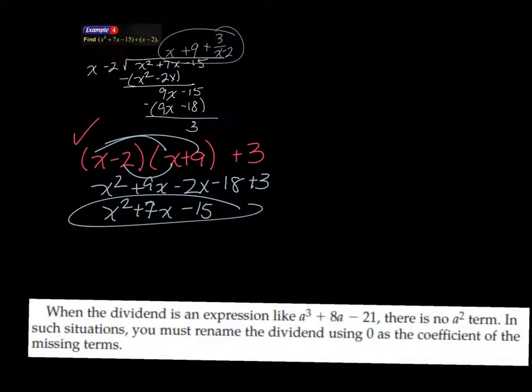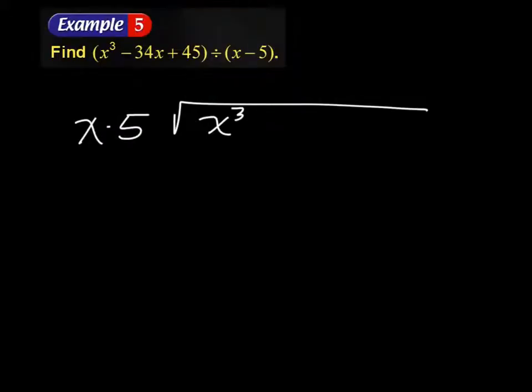If they give you a dividend like a cubed plus 8a minus 21, there is no a squared term. In such situations, you must rename the dividend using 0 as the coefficient of the missing terms. Now, frankly, I don't often do the check steps because I give you questions that are odds. You can get them from the back of the book, but it's good to see how it could be done.